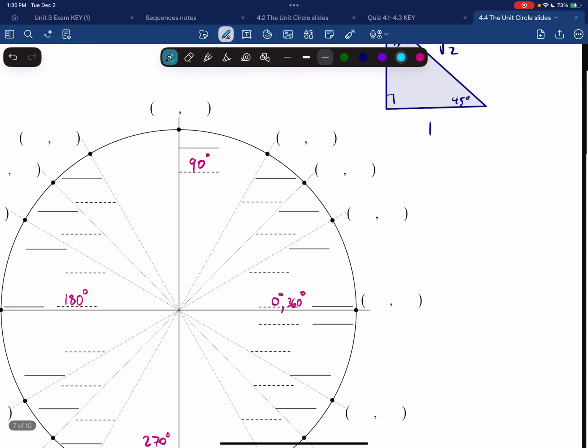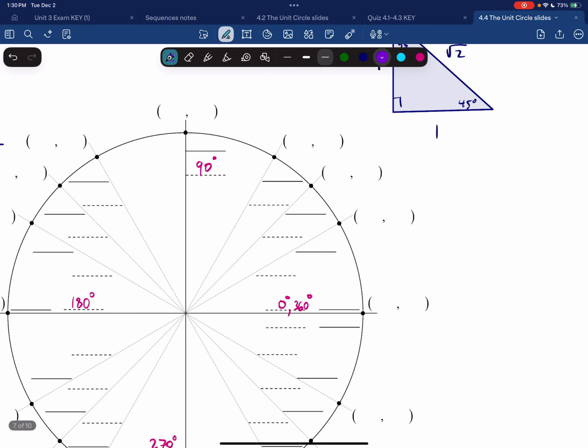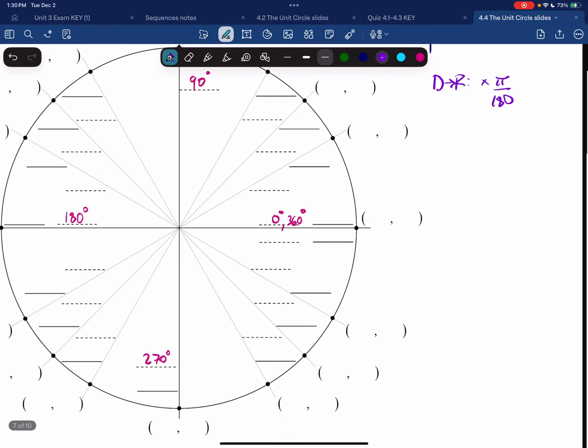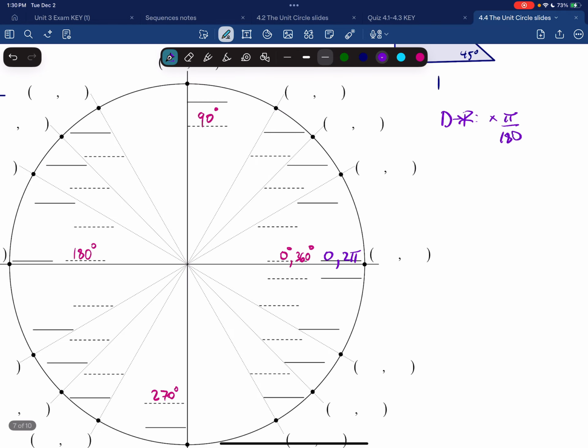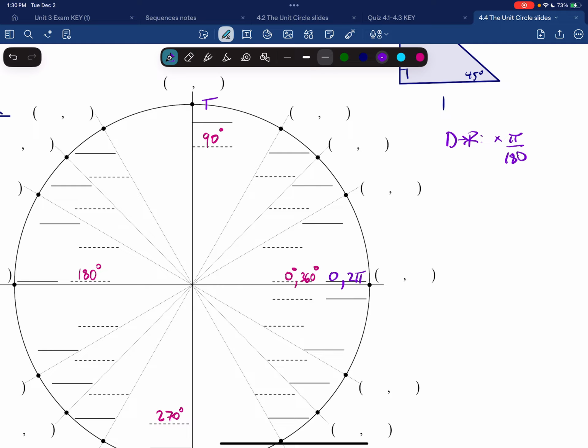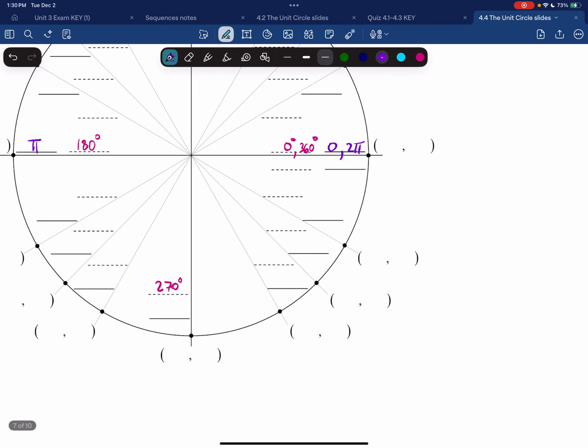So remember, when we're going from degrees to radians, we're going to multiply by pi divided by 180, and I'll show you a quick way to do this if you have a calculator. But we're going to keep these exact in terms of pi. So 0 degrees in radians is still 0 radians. And then 360 is 2 pi. These we should already have memorized. 90 is pi over 2. 180 is pi. 270 is 3 pi over 2.